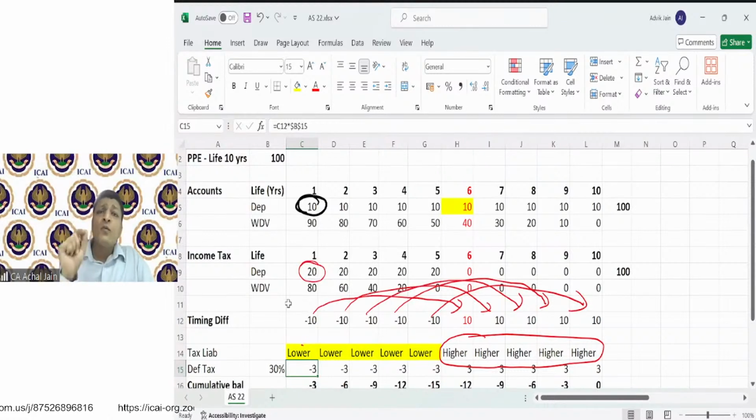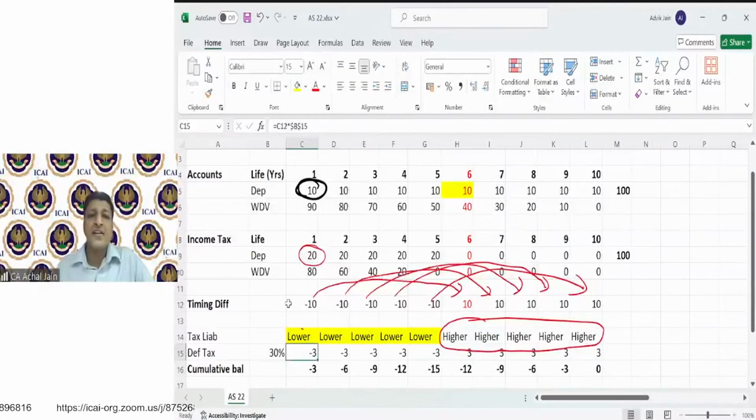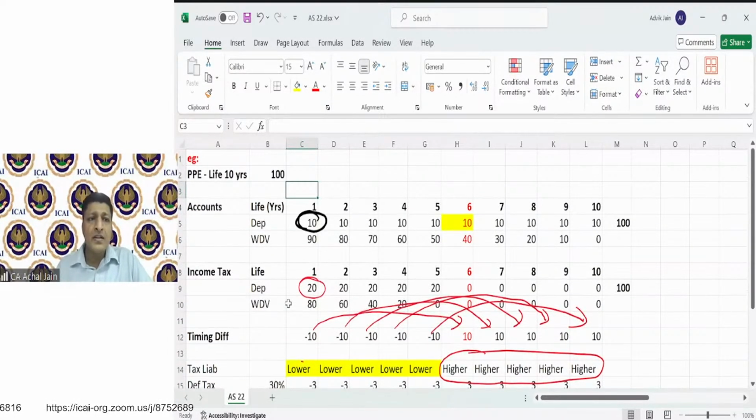So that's why, what do we need to do? We need to create a provision in respect of this tax liability also, which has been deferred to future years. So how do you create this? The same way, on this difference, we need to create the deferred tax. And how do you create the deferred tax? On the timing difference, we multiply the tax rate. So let's suppose, assuming the tax rate to be 30%.